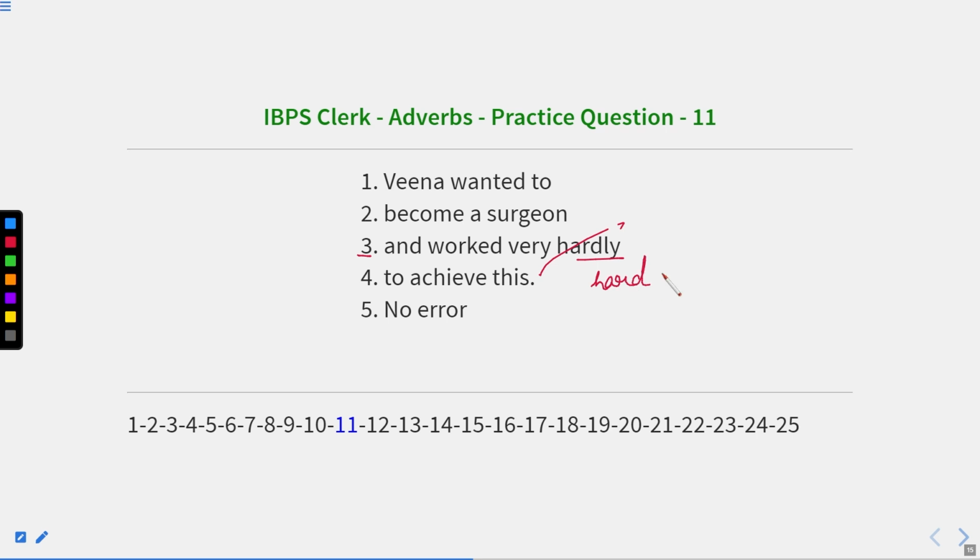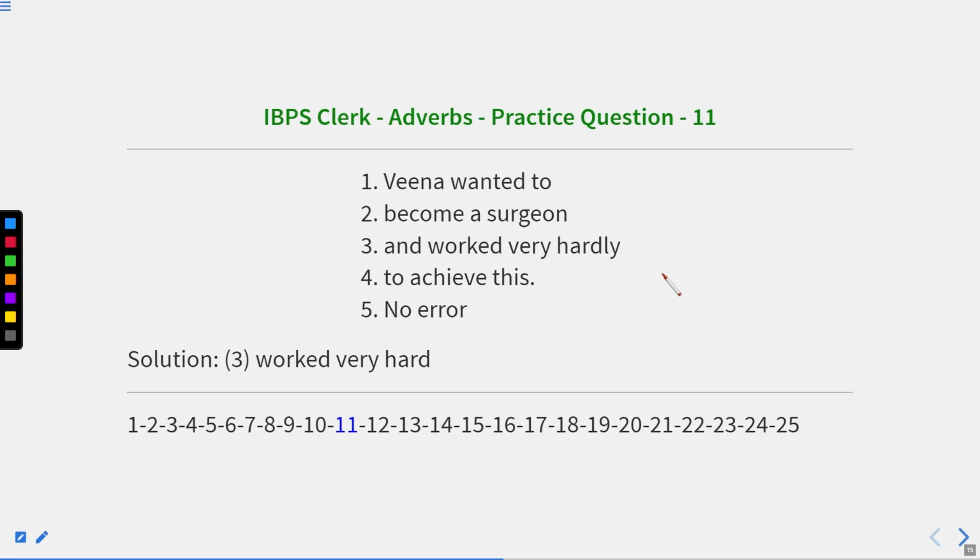Hardly is not actually an adverb for the word hard. Hard is a different word. In fact, hard itself can be used as an adverb as well, which means that someone is doing, or has done, labor with great effort. So here the correct answer is 3, that is worked very hard instead of worked very hardly. So this hardly should be replaced with the word hard.